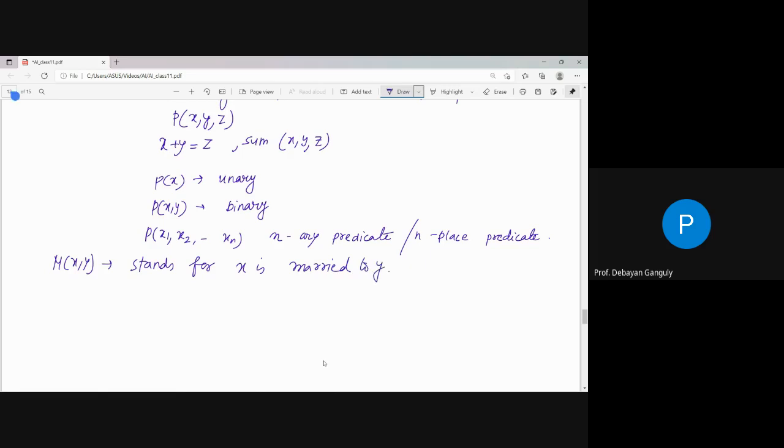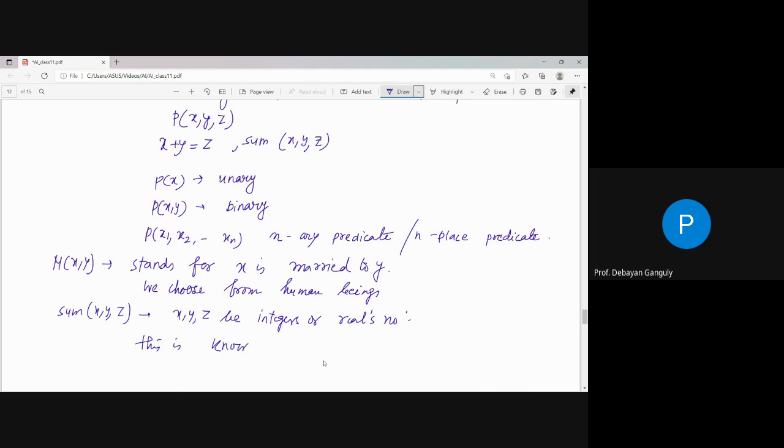Now the thing is that here you have to choose, like, what is x and y? We choose from human beings, because the xy should be human beings. When I am taking, say, some x y z, that means x y z be either integers or real numbers, right? So this is known as universe of discourse. That means the domain from where you have to put these particular values. So এগুলোকে বলা হয় universe of discourse, right?